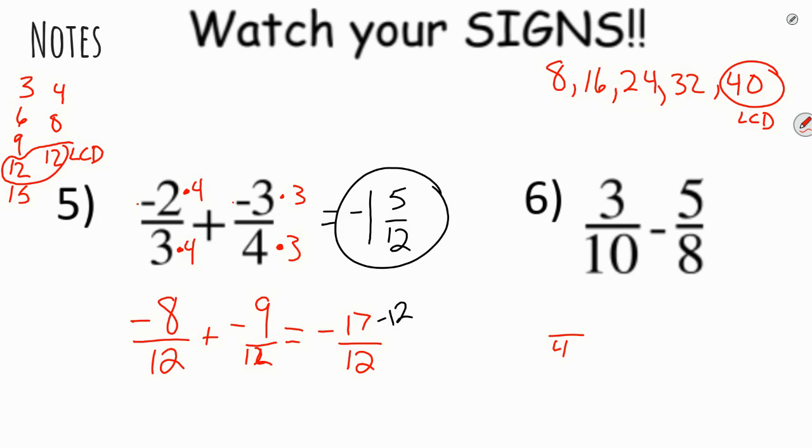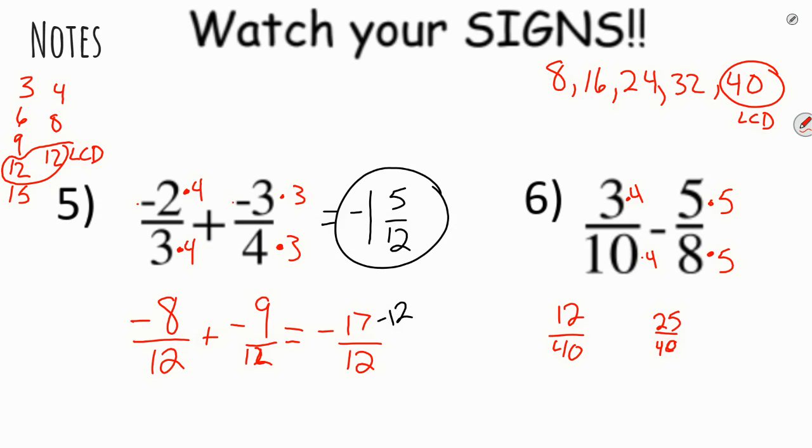So I'm going to have 40 here, and I'm going to have 40 here. Multiply by 4. Whatever you do to the denominator, you've got to do to your numerator. Right? Same thing with this one, except now I'm multiplying by 5.